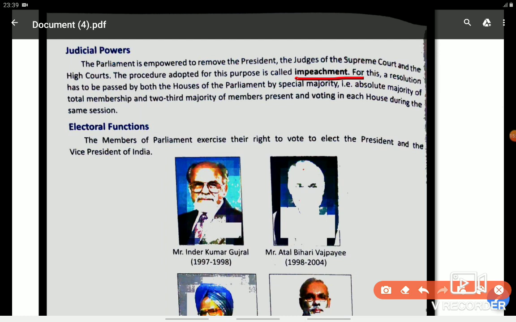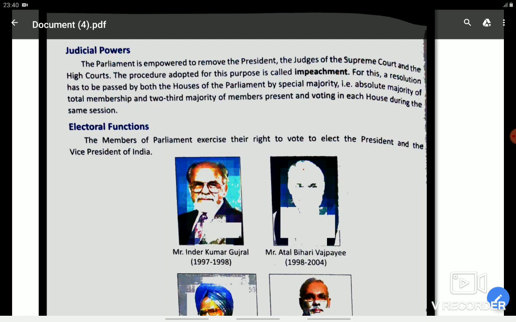This is the procedure to remove the President, the judges of the Supreme Court, High Court, and even the Vice President. And for that, a resolution has to be passed by both houses by special majority. We came across the two cases of special majority: absolute majority of total membership and two-thirds majority of the members present and voting. This procedure I have already explained in chapter 16 when I was discussing the procedures of amendment of the Constitution.